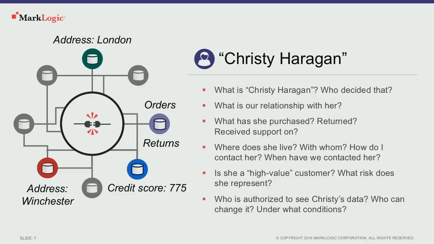And what you really want to be able to do is to assemble the complete picture of this customer, Christy Harrigan. So who decided that Christy Harrigan is a customer, and what does a customer actually mean? These are critical things to how that customer data is going to be used in your organization. Being able to determine the relationship with her, being able to determine what her purchase history is. So how is she related to other master data? How is she related to the things that make the business operate?